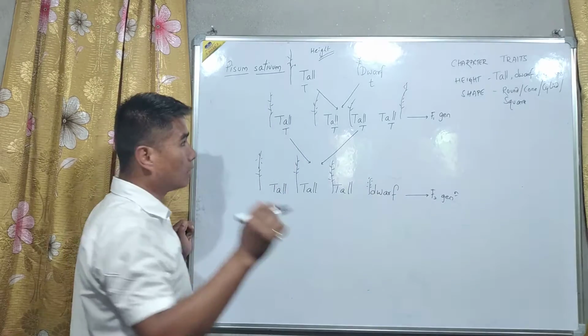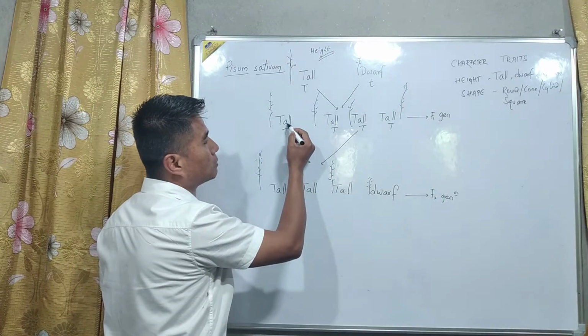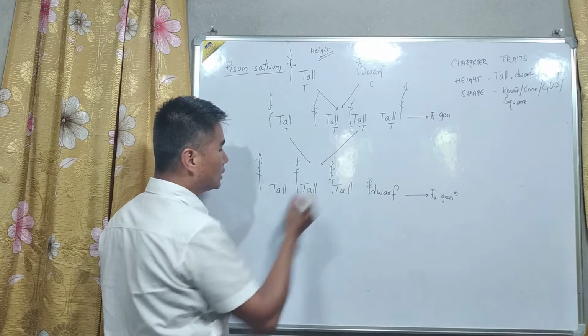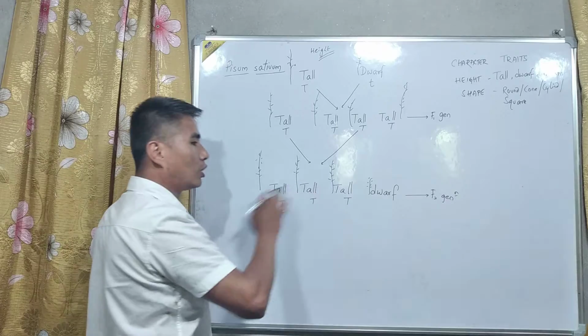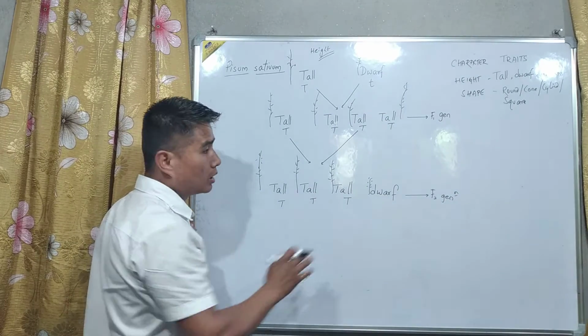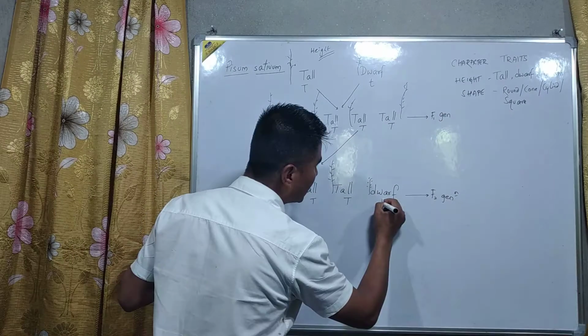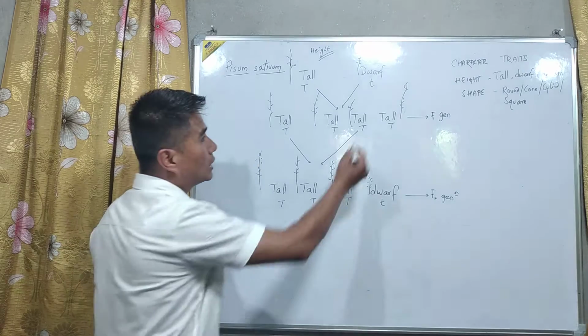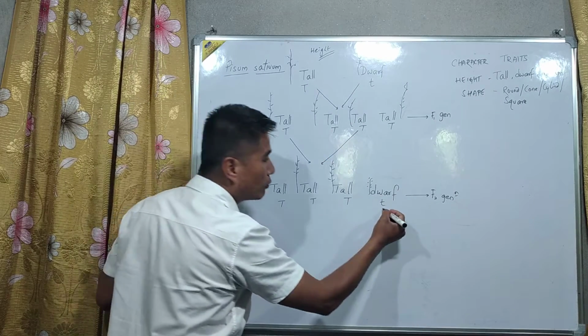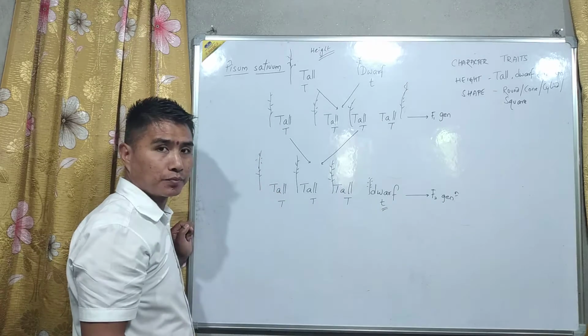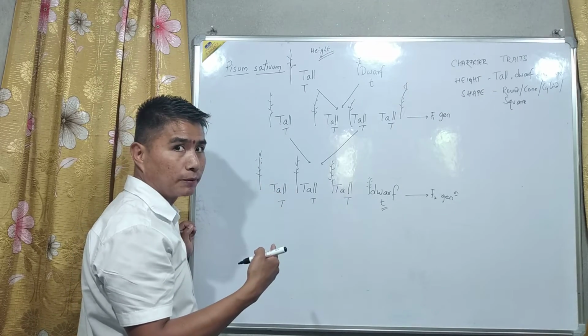Now, according to Mendel, tall plants are represented by capital T and capital T. So capital T, capital T, they all have. But a dwarf plant is seen here, for which he has to write small t. But in the F1 generation, these two parents don't have small t. Then from where did this small t come here? So Mendel was confused.